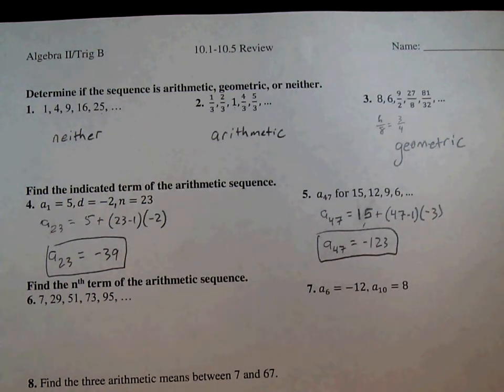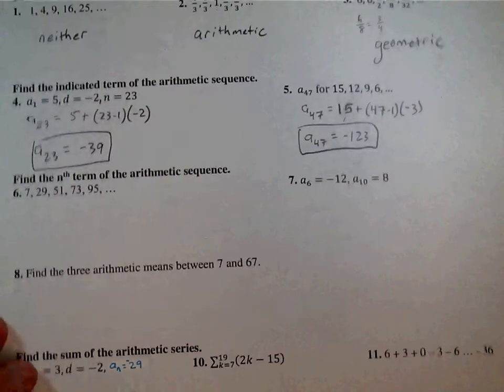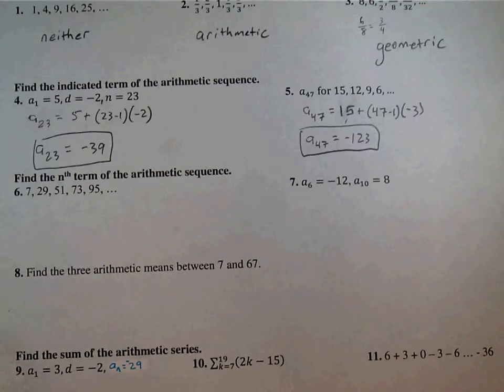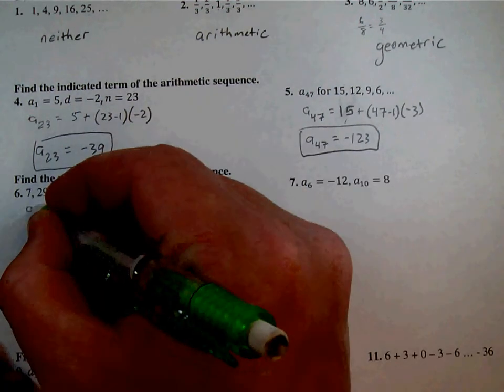Next, I don't really like the instructions on this next section. I should have worded it better. What I meant to say is find the equation or the rule for the nth term. So this is where we're not plugging in n, we're leaving it in terms of n.